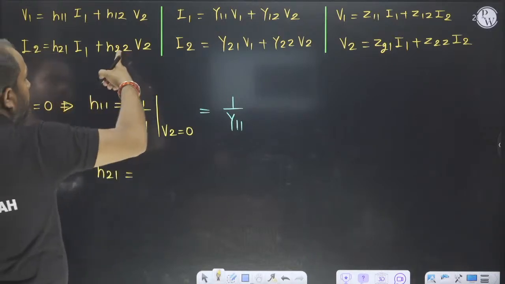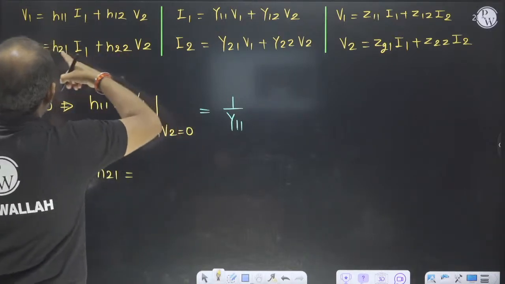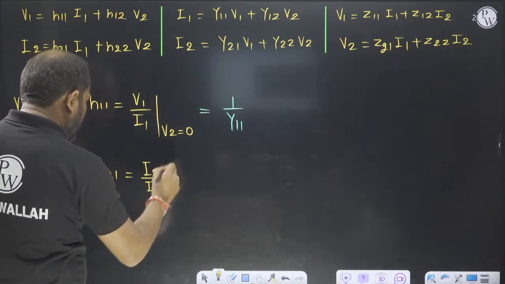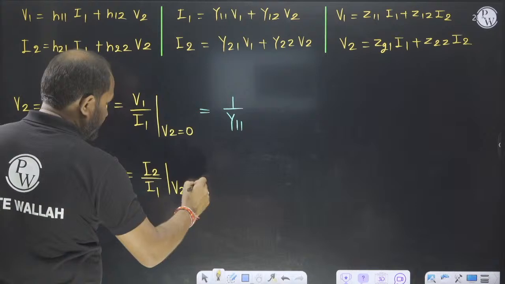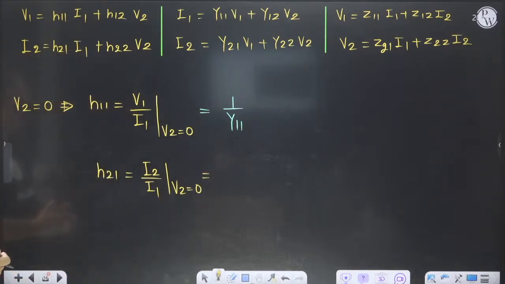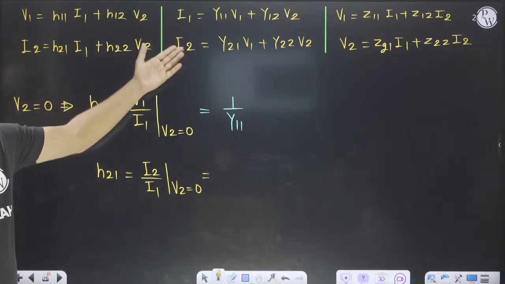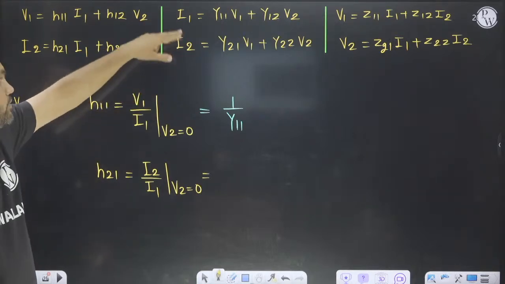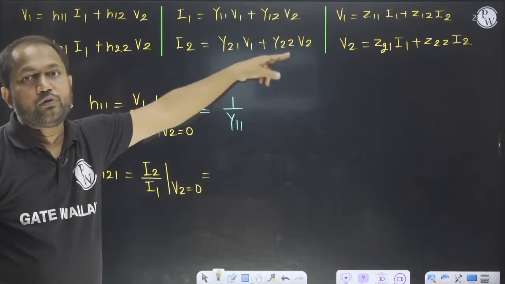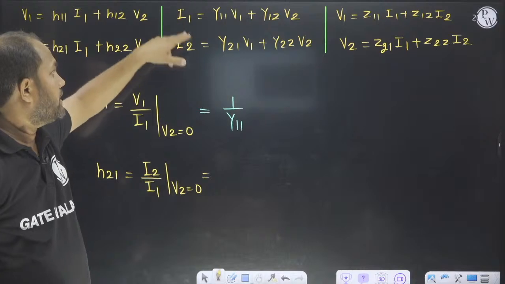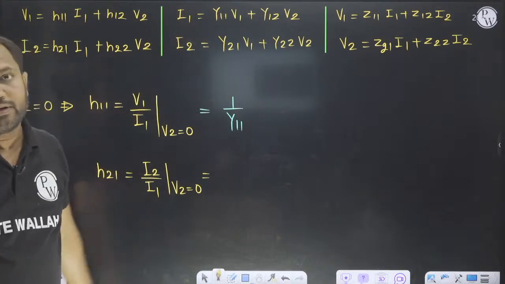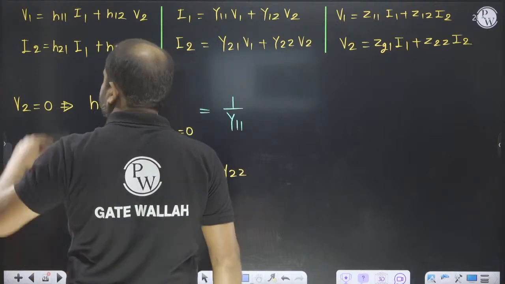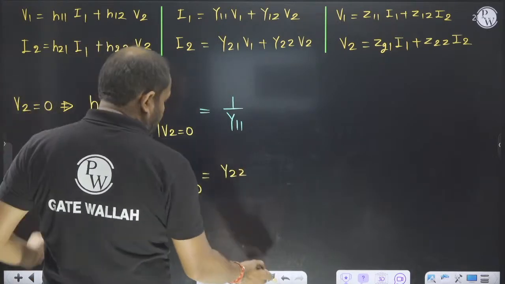H21 will be equal to what? It will be I2 upon I1. But I2 upon I1 is not present. So what we'll do? I will take a ratio of I2 upon I1 and take V2 equal to 0. So I2 upon I1 will be equal to Y21 upon Y11.